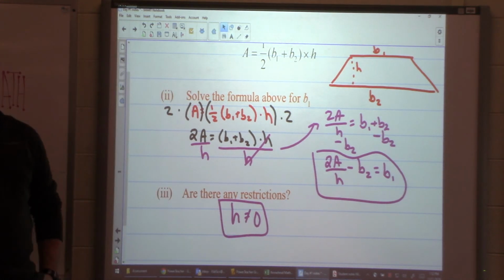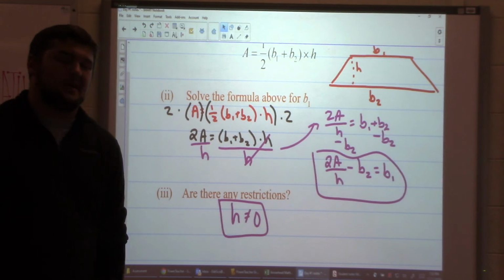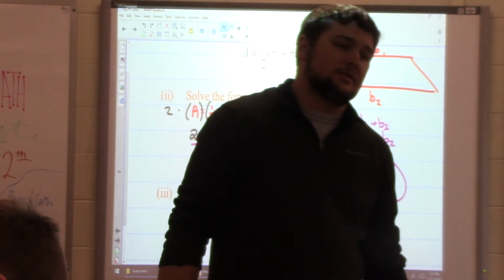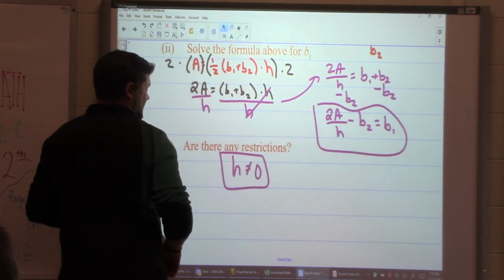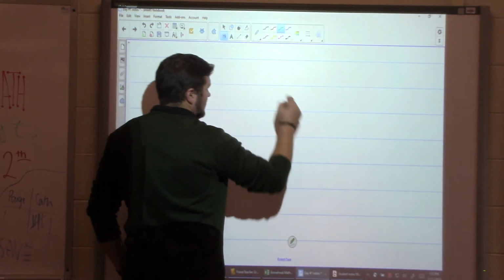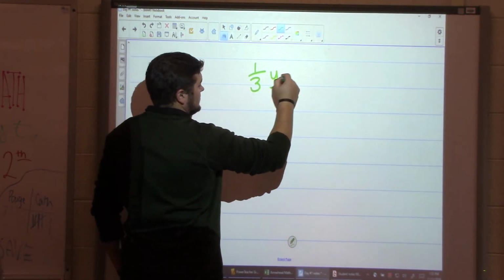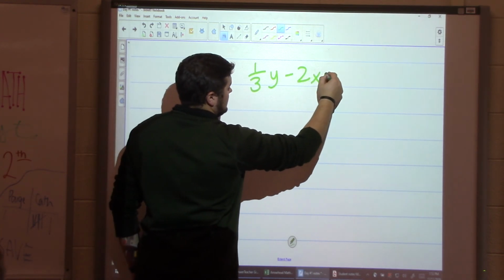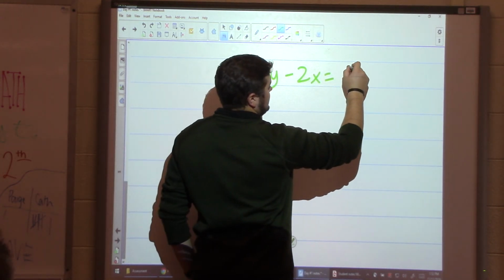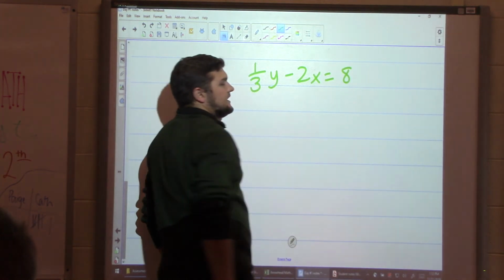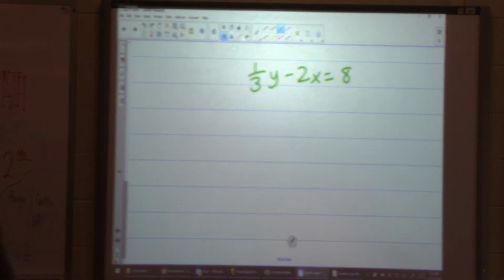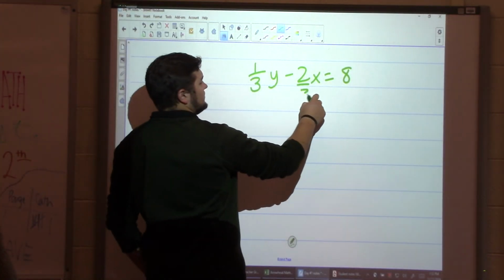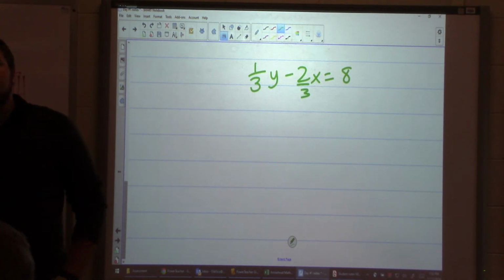Now, like I said, guys, remember, probably most of the homework problems won't be formulas. They'll just be normal equations given to you. I want to look at this because there is one with a fraction on it, and I want to make sure that you know how to do it. Let's go with 2/3. How would I solve for y?